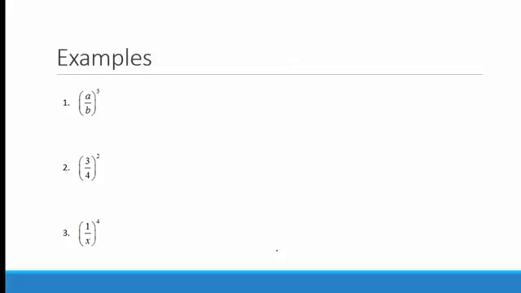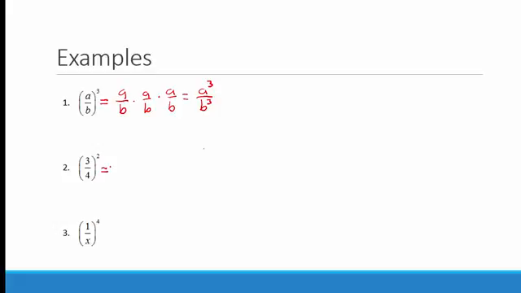So why does this property work? Well, let's use our knowledge of exponents and expand a over b to the third. A over b to the third is equal to a over b times a over b times a over b. When we multiply across, we have a times a times a, which is a to the third, and b times b times b, which is b to the third. So we get a to the third over b to the third.